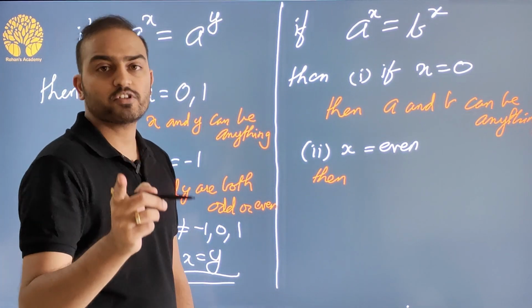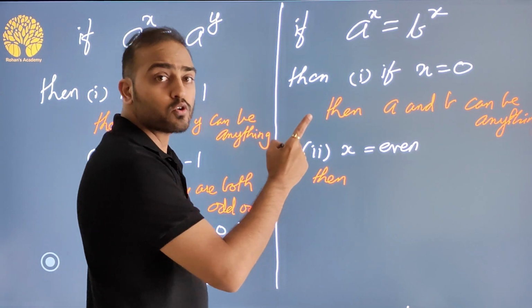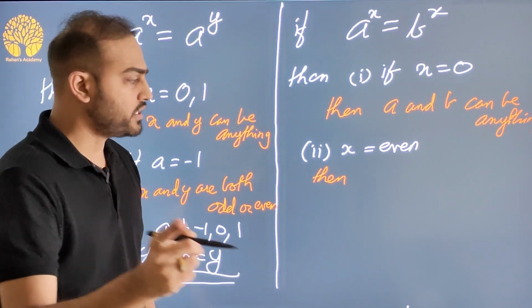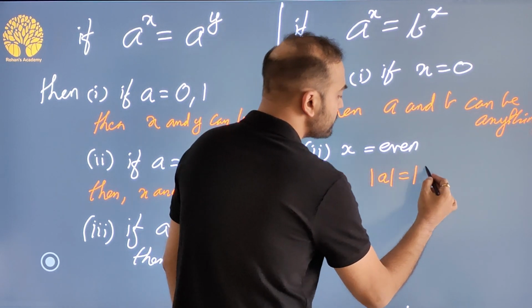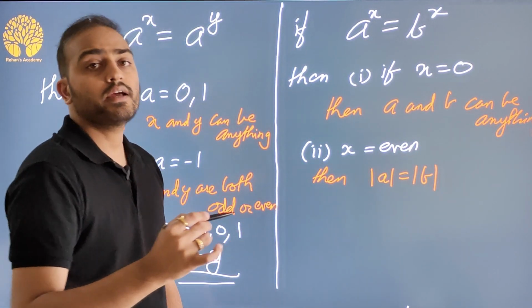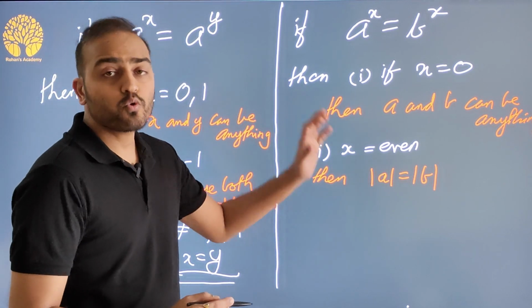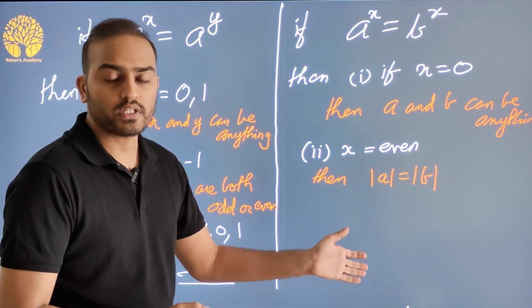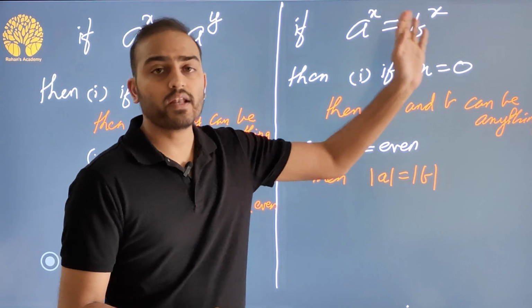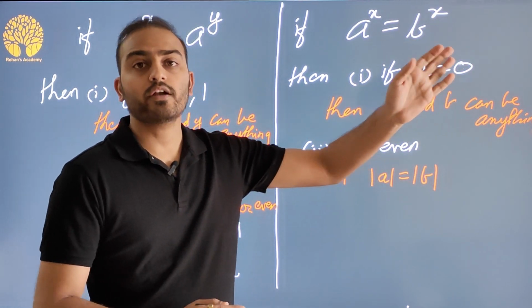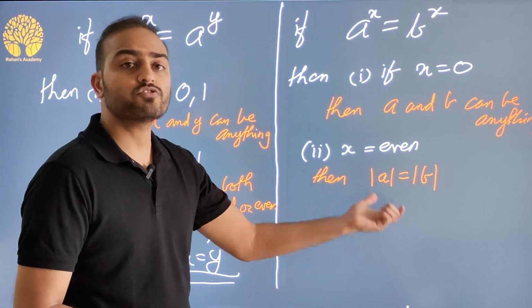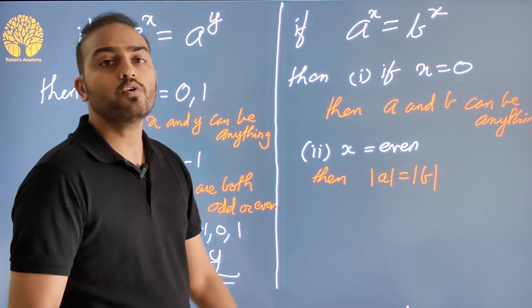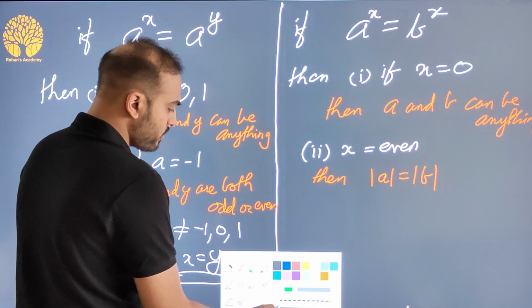We have done this in absolute values. Square root of variables is modulus. So then you will say modulus of a is equal to modulus of b. Remember, square root of variables is always modulus. So if a square is equal to b square, don't jump the gun and say a and b are equal. Remember, square root is modulus. So modulus a is equal to modulus b.